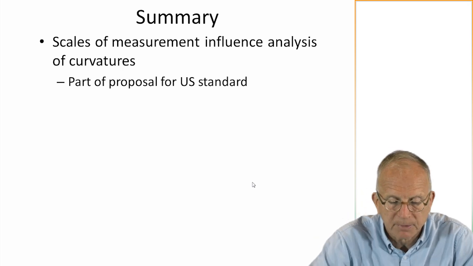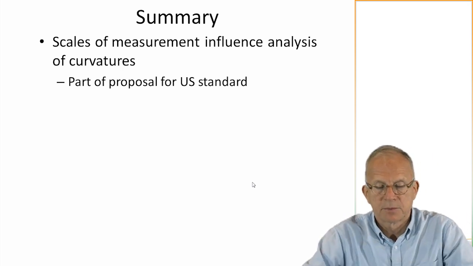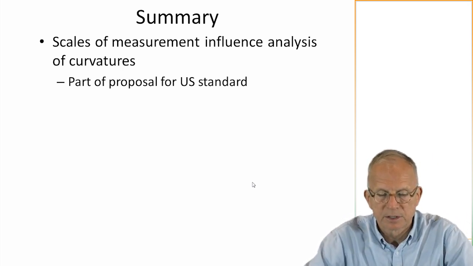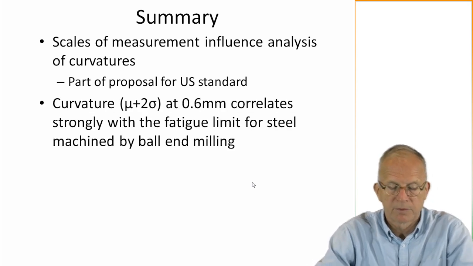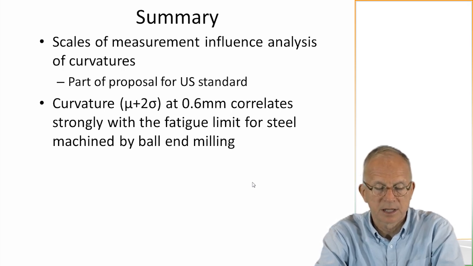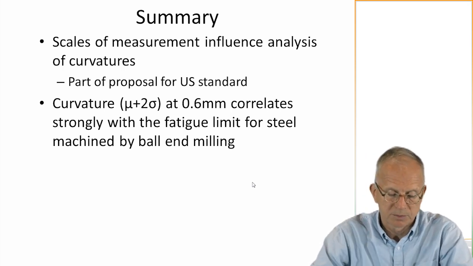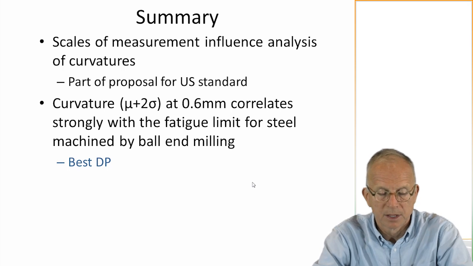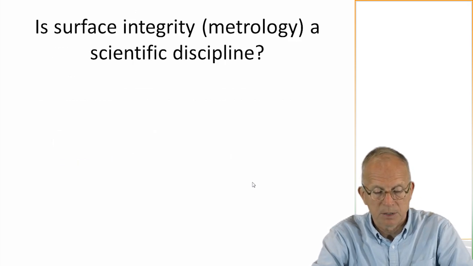So in summary, scales of measurement influence the analysis of curvatures. We want to make this part of a proposal for a U.S. standard. The curvature at about 0.6 of a millimeter correlates strongly with the fatigue limit for steel machined by ball end milling in this study. This would be the best DP.